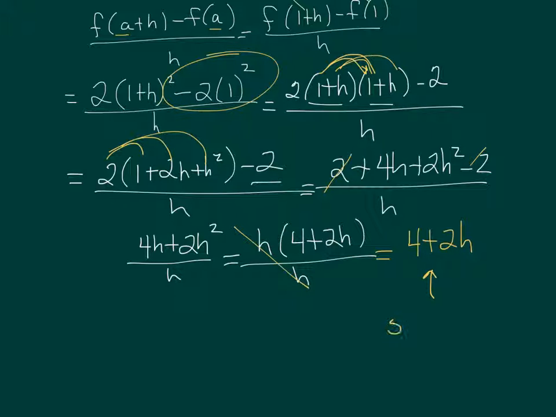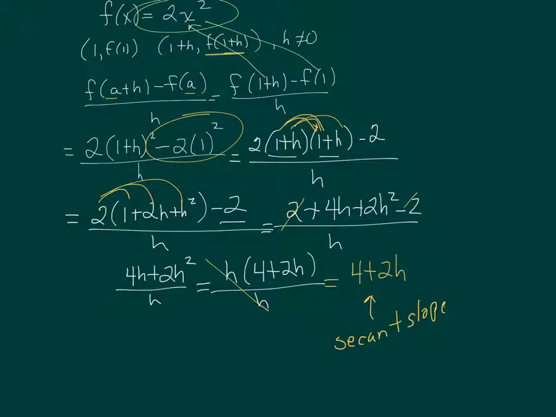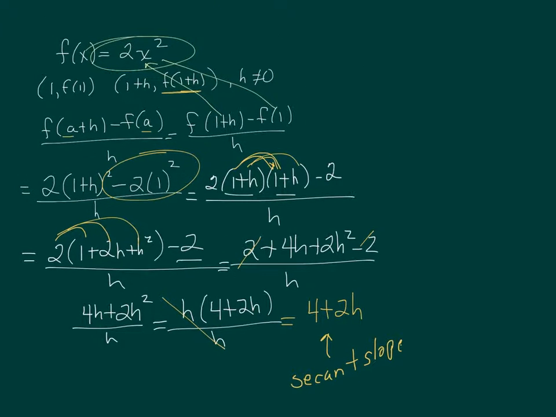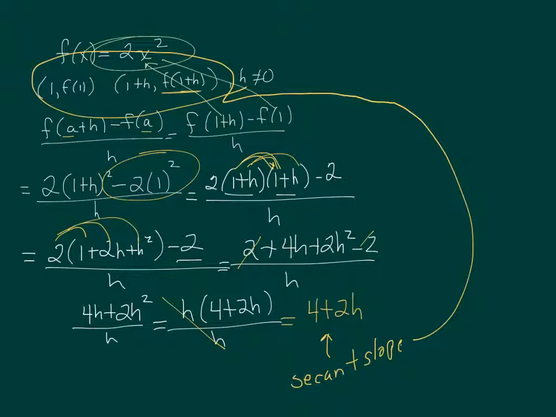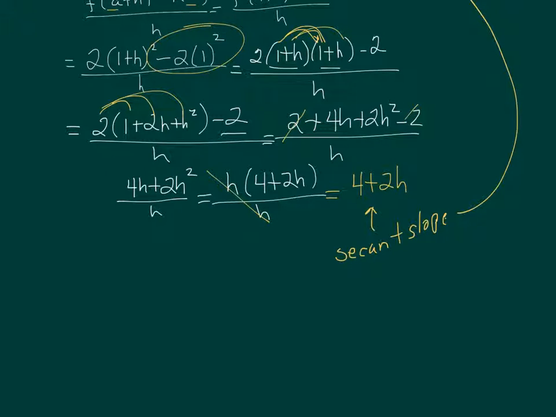Okay, so this is my secant slope through those two points. All right, and then it says, give me the slope of the graph. So now I want the slope of the graph at (1, f of 1).